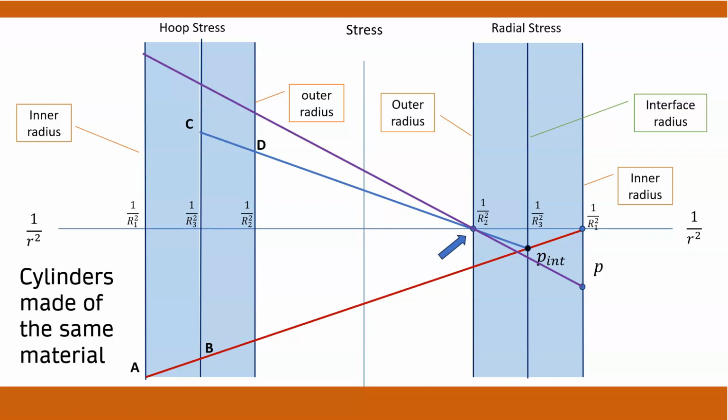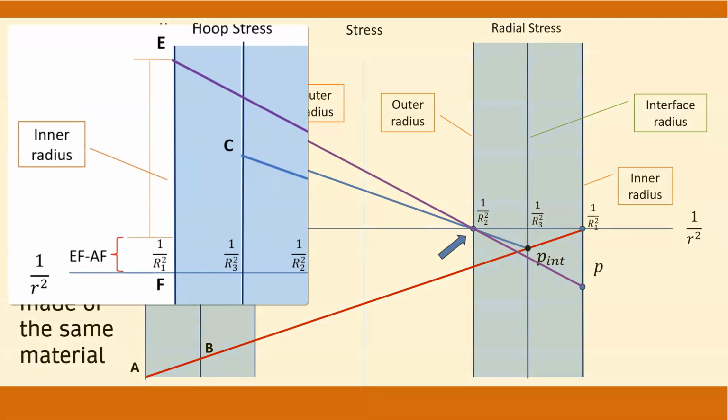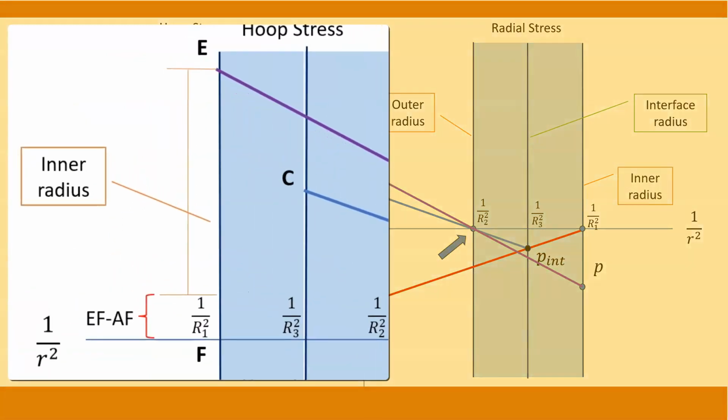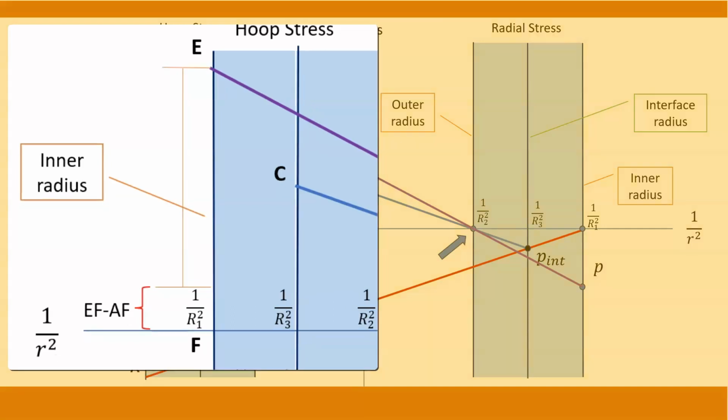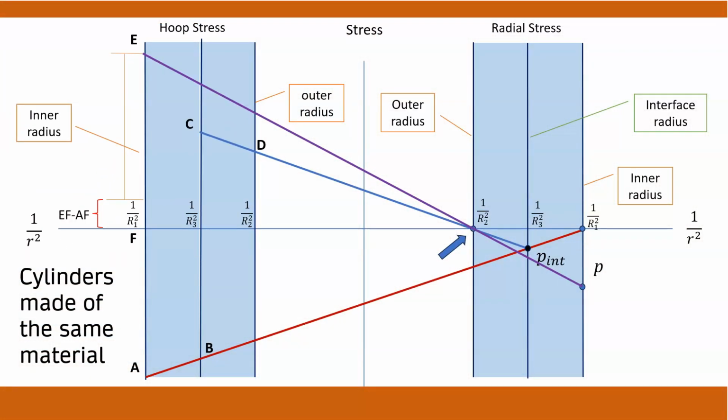To obtain the resultant stresses at a given point, you need to add the initial stress and the stress due to applied pressure. For example, if you want to find the resultant hoop stress at the inner surface, add AF and EF. Since AF is negative, the resultant stress is EF minus AF. This gives a small tensile stress, as seen in the diagram.